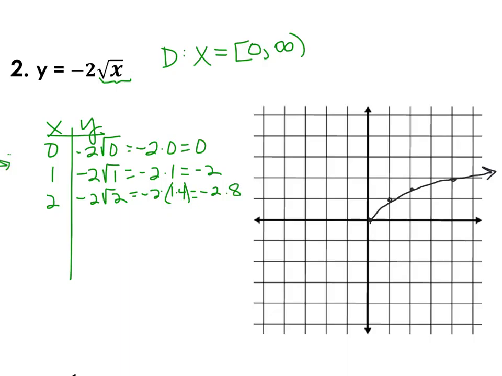And if I go to 4 and plug that in for x, negative 2 times the square root of 4, well, the square root of 4 is 2. Negative 2 times 2 would put us all the way down at negative 4. Look at these 4 ordered pairs. 0, 0 is a matching one. But then I'm going to go 1 to the right and down negative 2. 2 to the right and down 2.8. So starting to get a little bit of a curve to happen. And then 4 to the right down to negative 4.